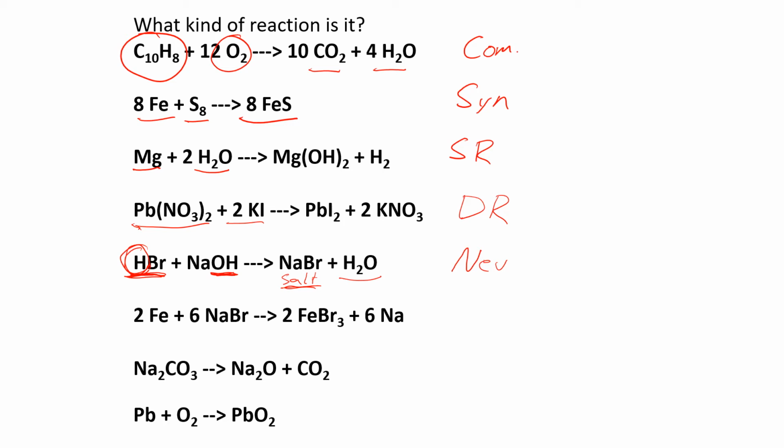Okay. We have a single compound plus an ionic compound. The metals switch, so now Fe is now with Br, and so this is going to be single replacement. 1 compound, and it breaks into 2. That's going to be decomposition. 2 things combine and make 1. That's going to be synthesis.